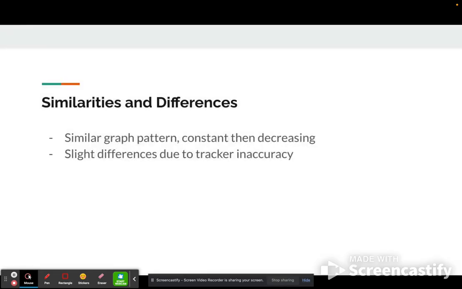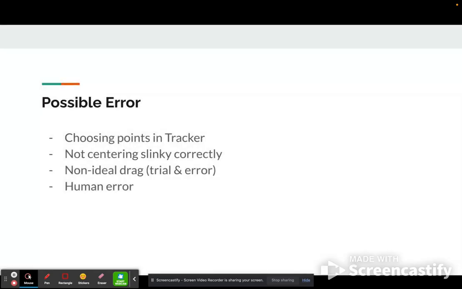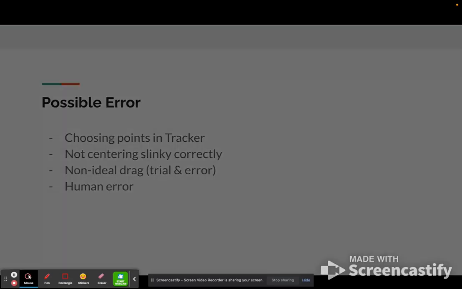Some similarities and differences are that we have a similar graph pattern. It's constant and then decreasing. And then we do see some slight differences due to tracker inaccuracy in the two graphs, and that can be attributed to error. Some possible error that we could have had are choosing points in tracker when we were doing our observed motion, not centering the slinky correctly, having non-ideal drag, since our drag constant was found through trial and error, and then human error in general, in terms of how we did the experiment.